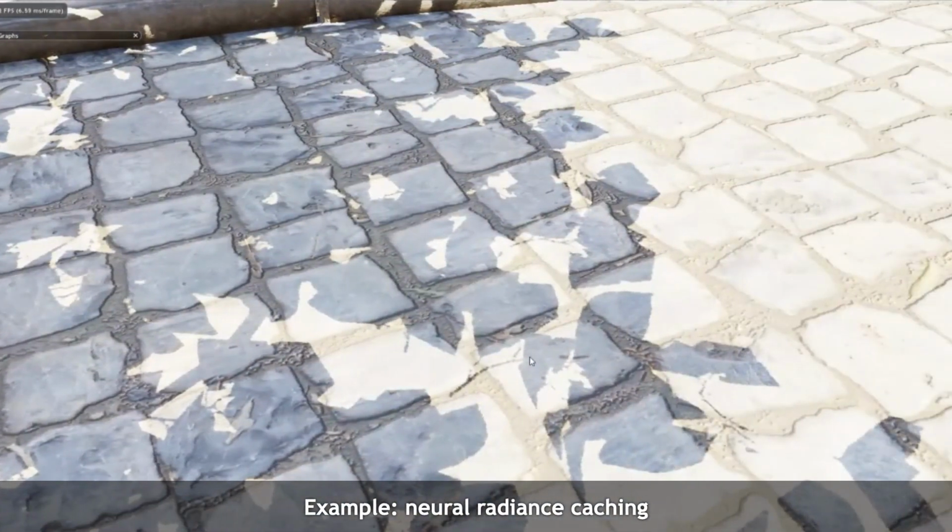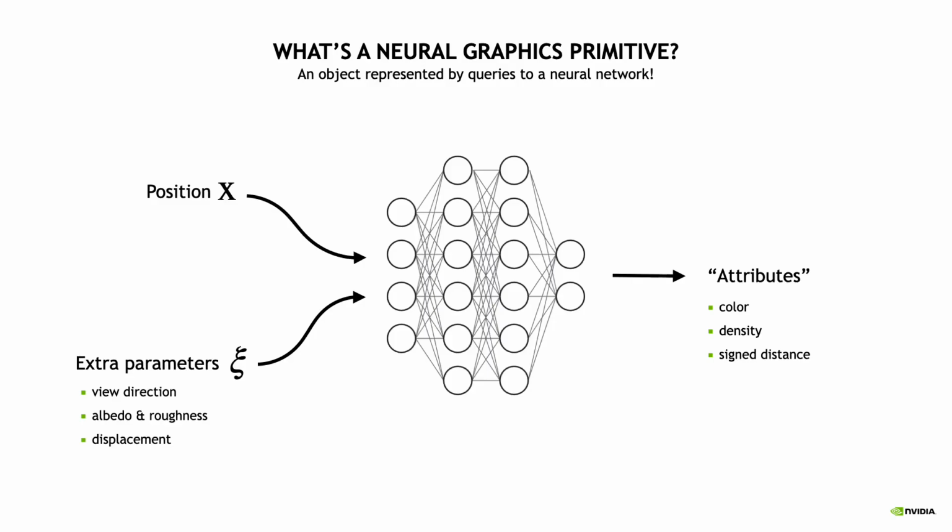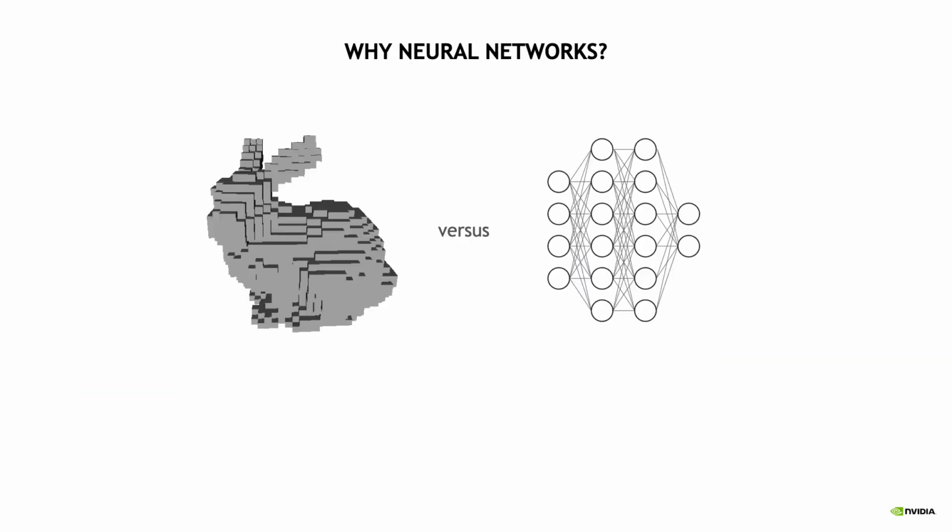After having seen all these examples, let's summarize again. A neural graphics primitive is an object represented by a neural network that takes a query as input, usually a position as well as extra parameters like the view direction, and returns appearance and shape attributes. But why should we use a neural network in the first place? What's the difference to classical voxel-based volumetric representations?